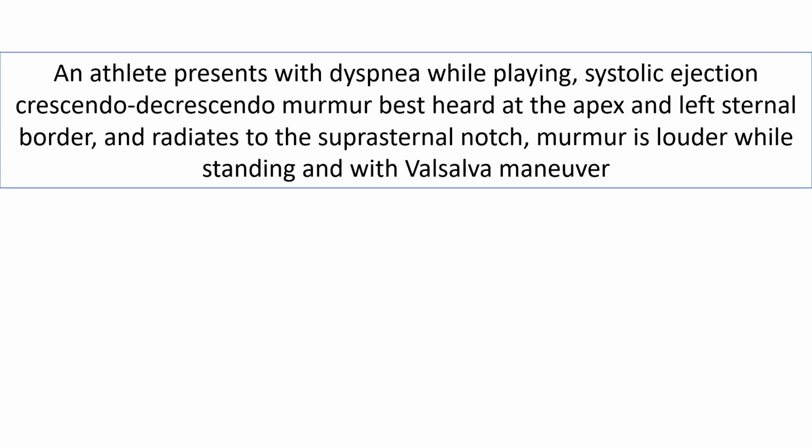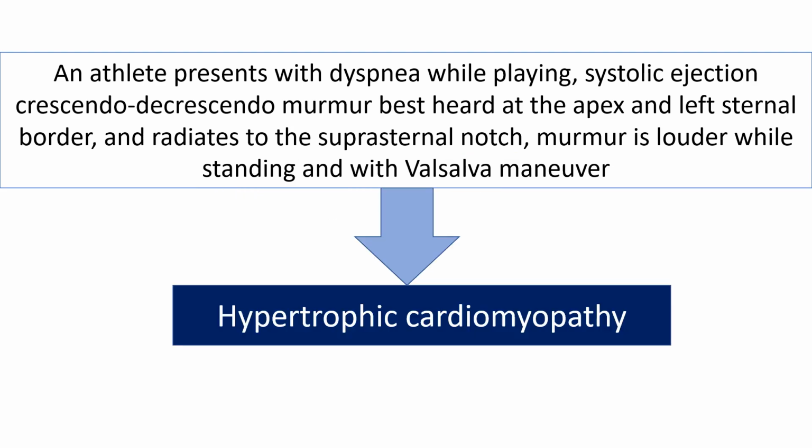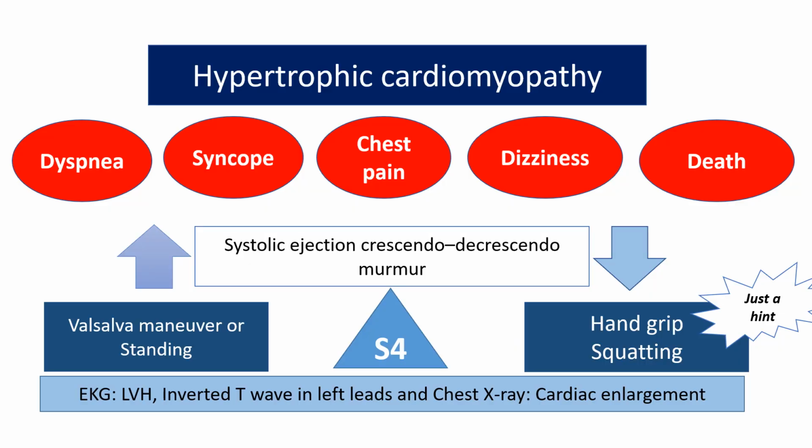An athlete presents with dyspnea while playing. Systolic ejection, crescendo, decrescendo murmur best heard at the apex and left sternal border radiates to the suprasternal notch. Murmur is louder while standing and with Valsalva maneuver. What is the most likely diagnosis? Hypertrophic cardiomyopathy. Important points we need to remember about hypertrophic cardiomyopathy. Red flags are dyspnea, syncope, chest pain, dizziness, or even sudden death. The murmur is systolic ejection, crescendo, decrescendo murmur.